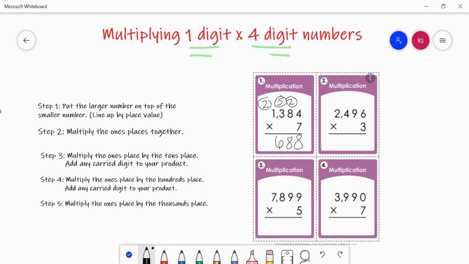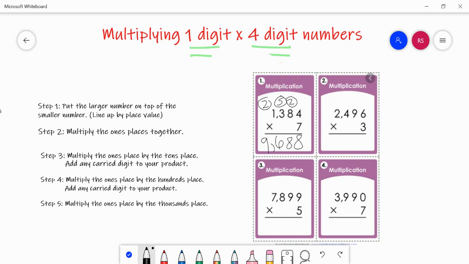7 times 1, this is my last step, 7 times 1 is 7, but I have to add the 2 that I carried over, those 2,000s that I carried over. So 7 times 1 is 7, plus 2 is 9. So my product should be 9,688. Okay, give yourself some cheer, some love, kiss on the brain if you got that correct. If you didn't get that correct, I encourage you to find your mistake and make sure that you fix your work, okay? Next one, we have 2,496 times 3.